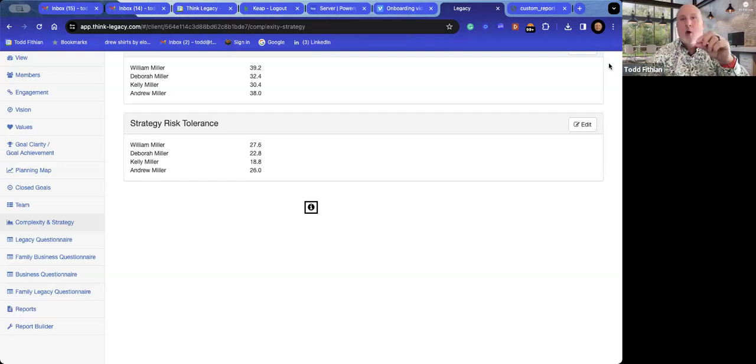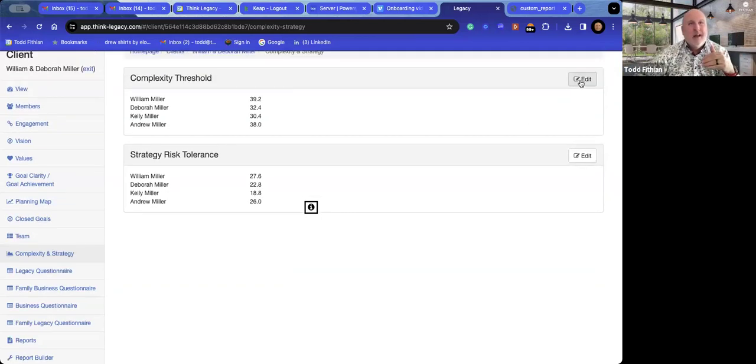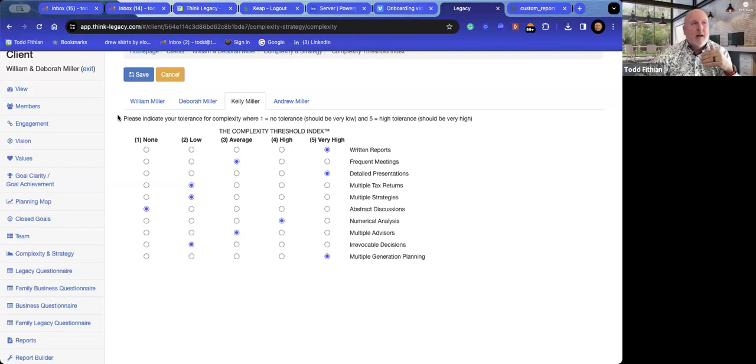And so everyone's talking about risk tolerance as it relates to your investment tolerance, but we're talking about global strategy risk. We're talking about global risk. And these are very simple assessments. If you look at it here, this is on a scale of 1 to 5. 1 means you have no tolerance for it. 5 means you have very high tolerance for it, right?